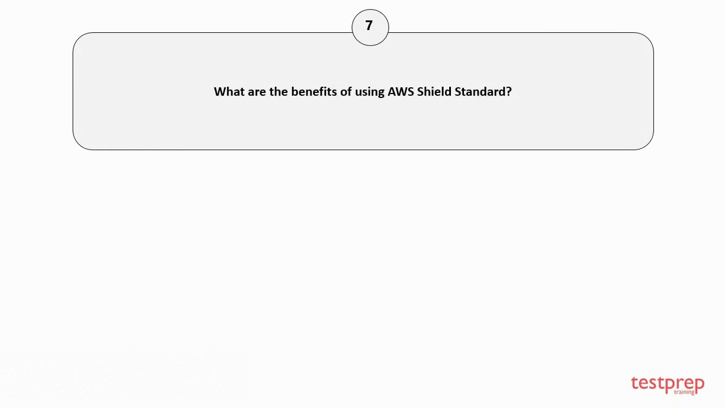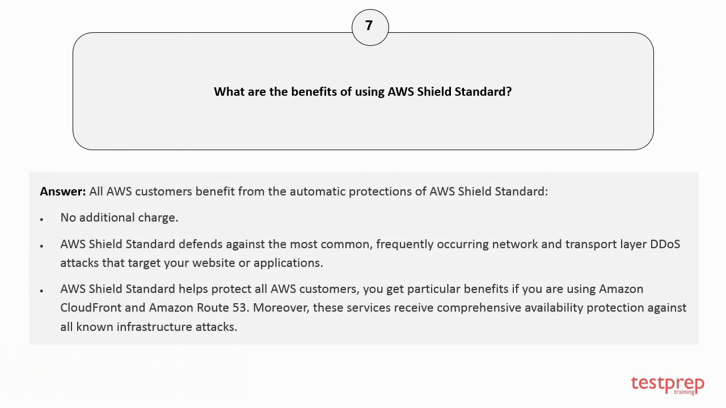Question number 7, what are the benefits of using AWS Shield Standard? Your answer is, all AWS customers benefit from the automatic protections of AWS Shield Standard. 1. No additional charge. 2. AWS Shield Standard defends against the most common, frequently occurring network and transport layer DDoS attacks that target your website or applications. 3. AWS Shield Standard helps protect all AWS customers. You get particular benefits if you are using Amazon CloudFront and Amazon Route 53. Moreover, these services receive comprehensive availability protection against all known infrastructure attacks.